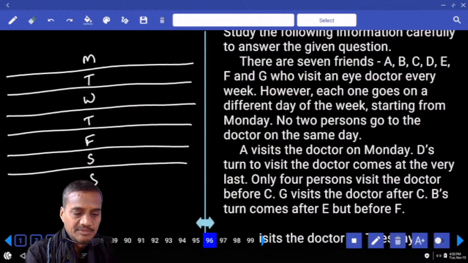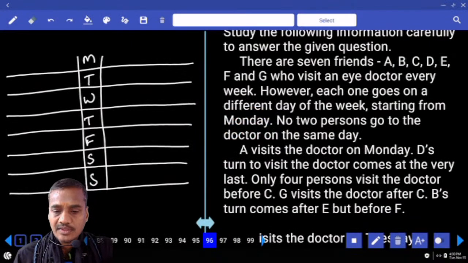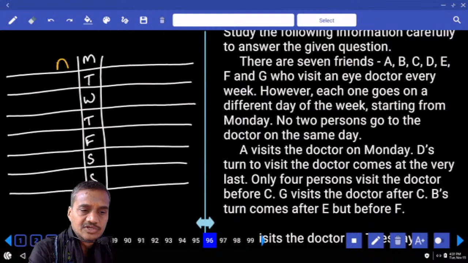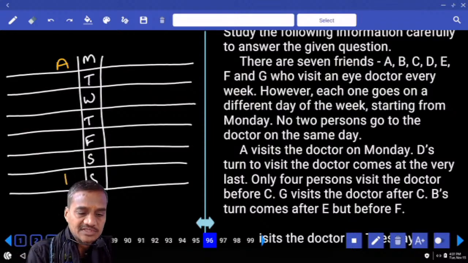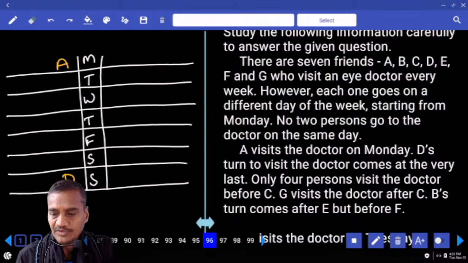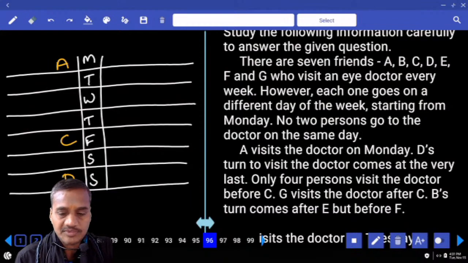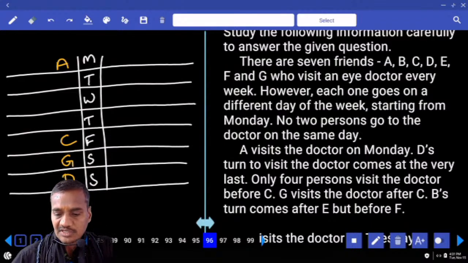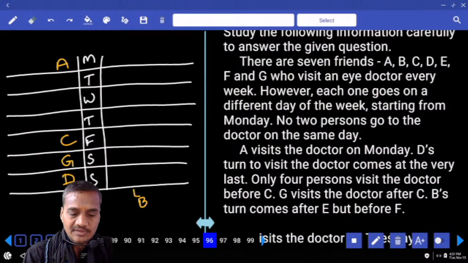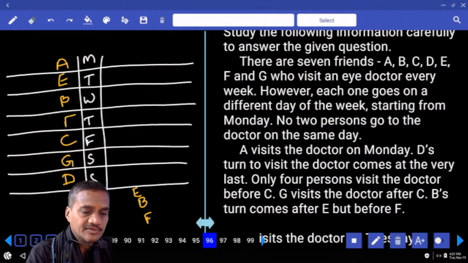Then coming to the conditions. 7 persons on these 7 different days. And A visits the doctor on Monday. A is on Monday. And D's turn to visit the doctor comes at the very last. Now D is at the last. And next one, only 4 persons visit the doctor before C. Before C there must be exactly 4 people. And next one, G visits the doctor after C. G will be here. And B's turn comes after E. B is after E and before F. And the order is E, B, F. E, B and F is this order. Done with this? E, B and F.